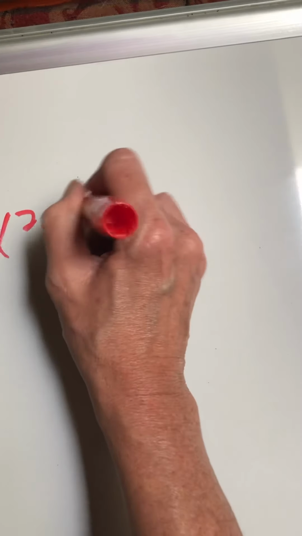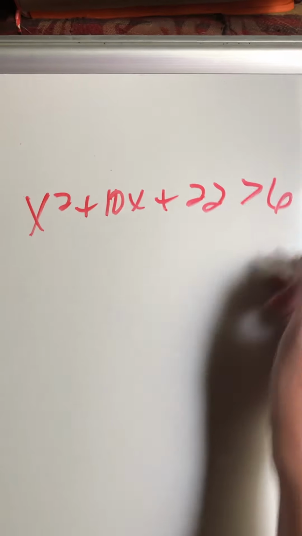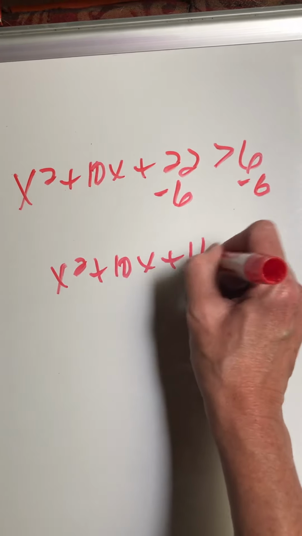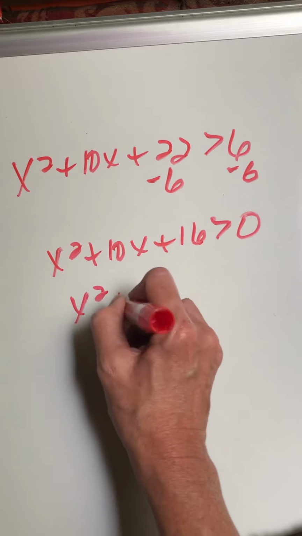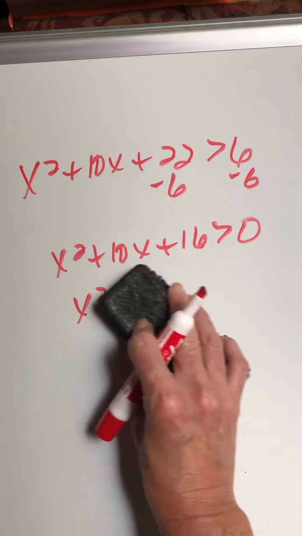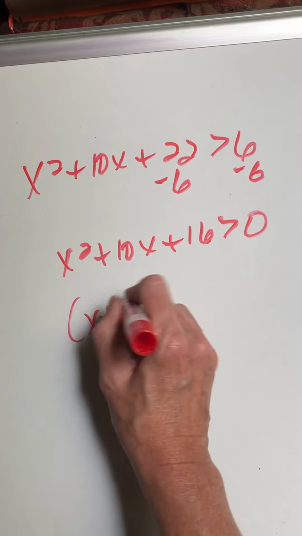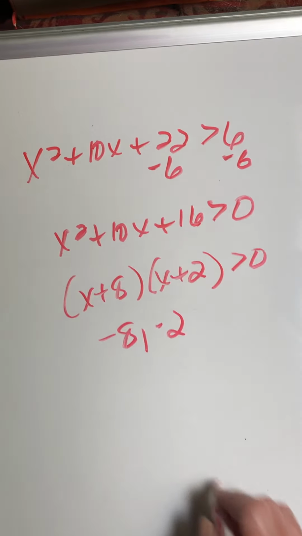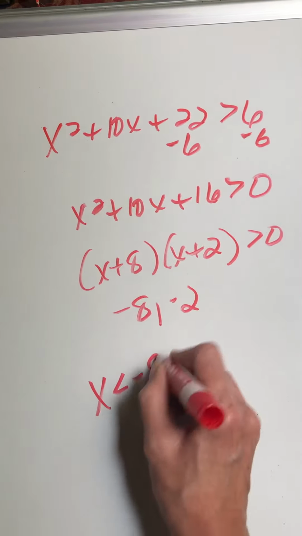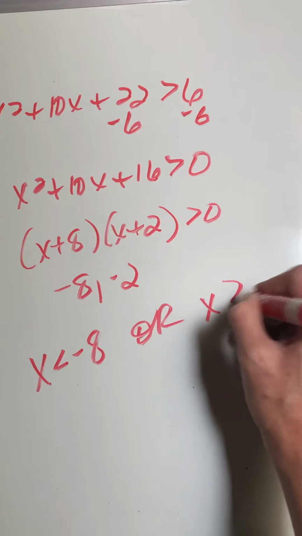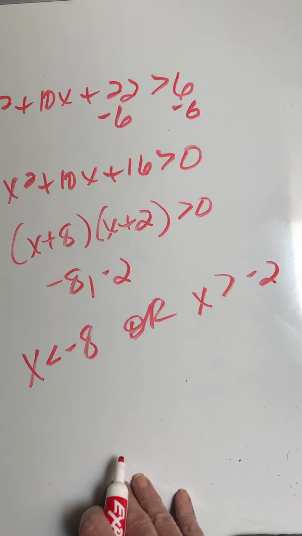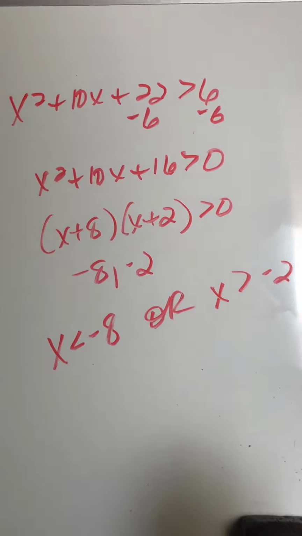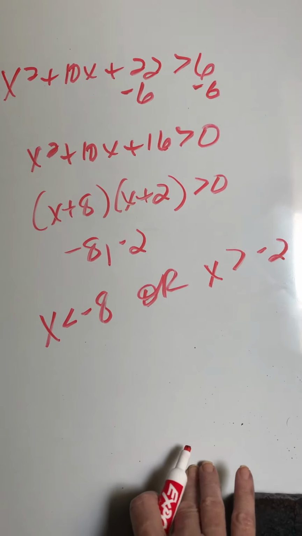x squared plus 10x plus 22 greater than 6. So subtract 6. x squared plus 10x plus 16 greater than 0. So that should be (x plus 8)(x plus 2). So -8, -2. It's greater than, so x is less than -8 because -8 is smaller than -2, or x is greater than -2. So x is less than -8 or x is greater than -2.